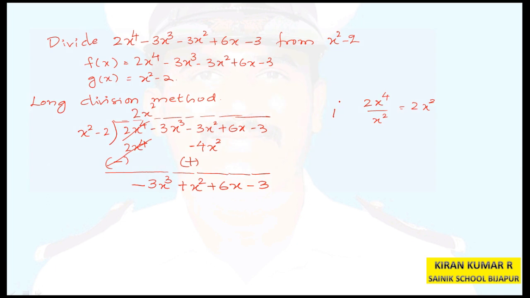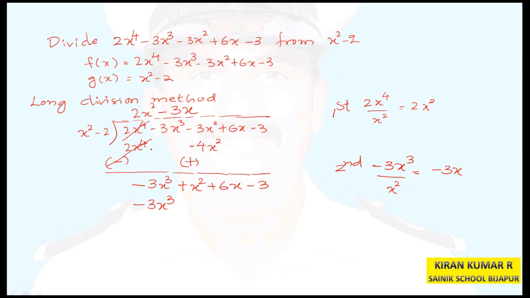Now how to get the second term of the quotient? This was the first term. How do we get the second term? Second term, we obtain it by taking minus 3x cube and divide by x square. We will be having minus 3x. So this minus 3x is the second term of the quotient. I'll write it here, minus 3x. So if minus 3x is multiplied, I'll be getting minus 3x cube. Now you multiply this minus 2 with minus 3x, you get positive 6x.